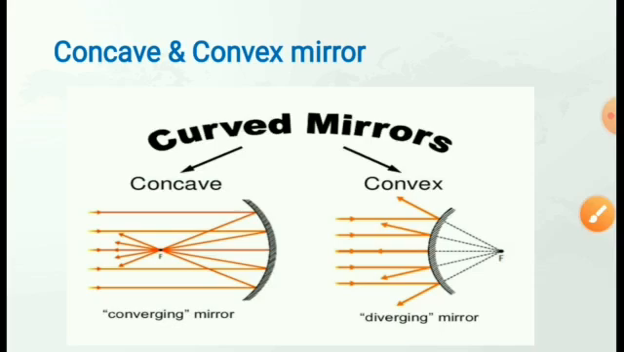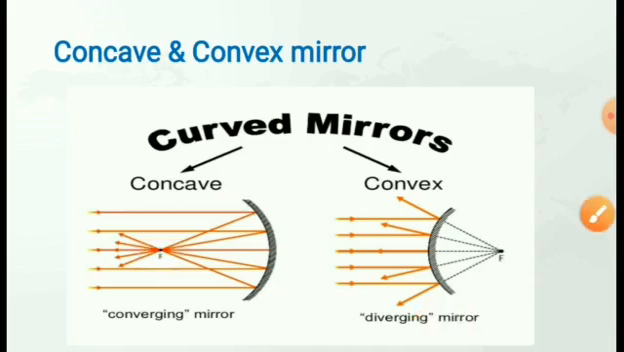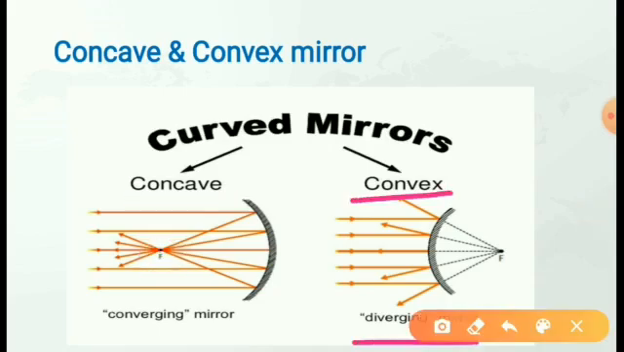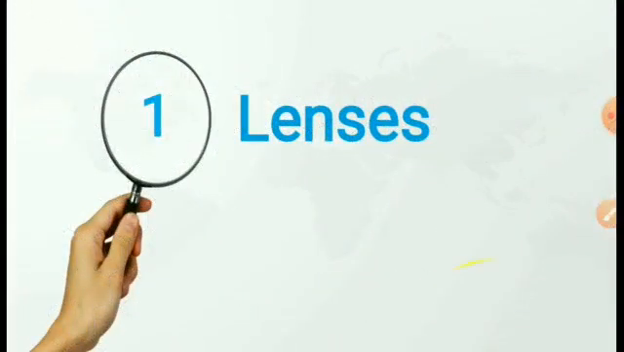In this diagram, it will be clear about the concave and convex mirror. Concave is a converging mirror, you can see here at this point the focus, and the image is being formed in front of the mirror. Whereas convex mirror is a diverging mirror, you can see the rays of light get diverged, and when you extend them in the backward direction, at this point you get the focus and the image is formed behind the mirror. Now let us study about the lenses in detail.